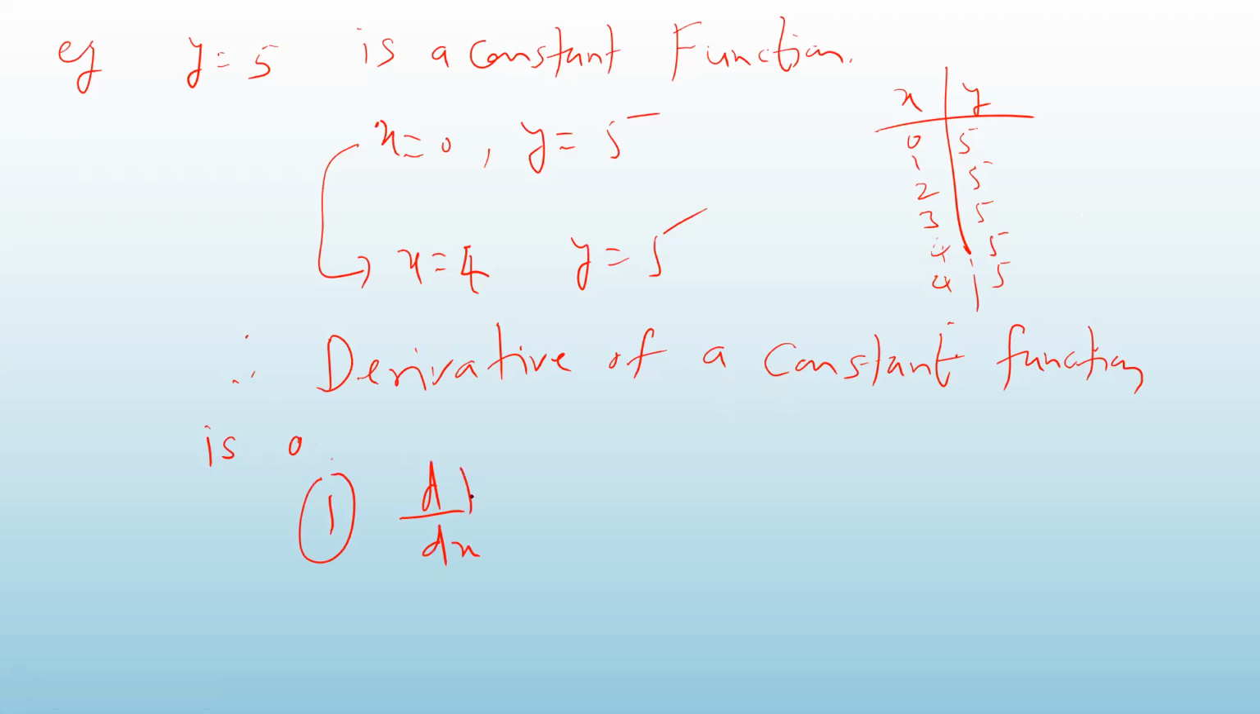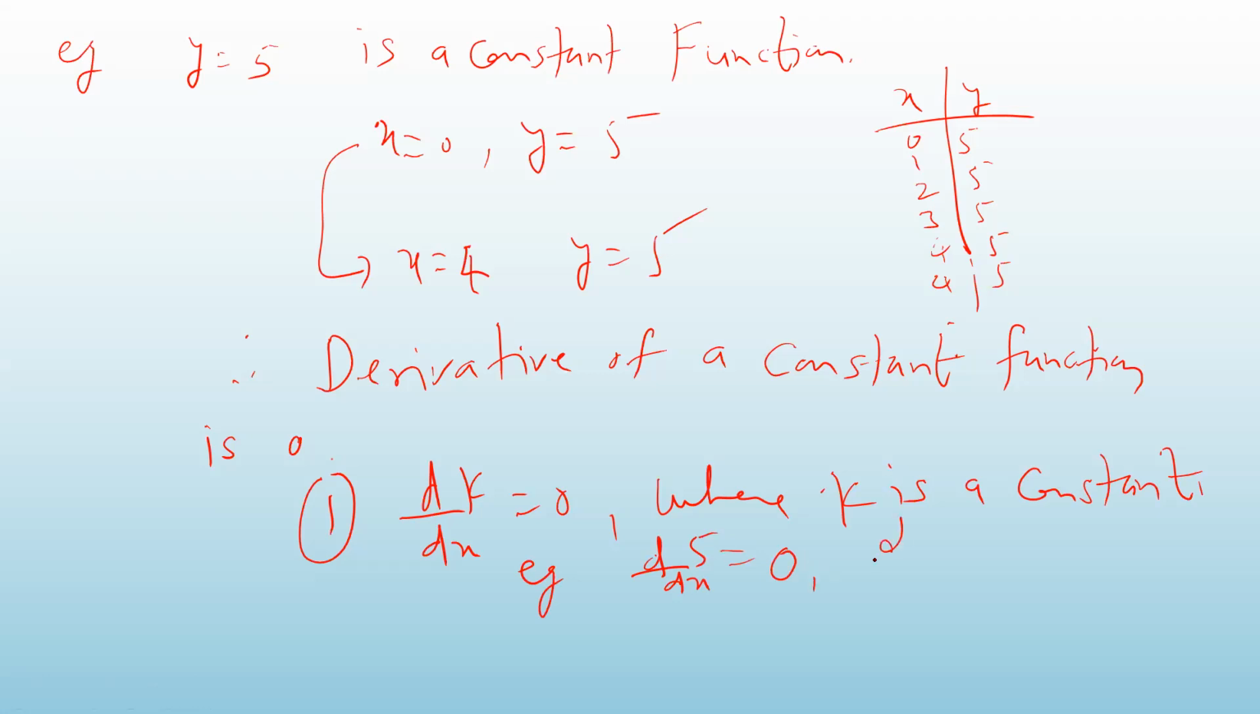The derivative of k is 0, where k is a constant. And constant means any number is called a constant. So for example, if I ask you what is the derivative of 5, it will be 0. It's a constant. It's not changing. So its value is 0. What is the derivative of minus 3? This is also a constant. So its derivative will also be 0.